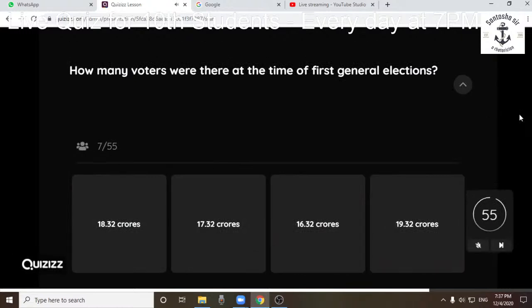How many voters were there at the time of the first general elections? This you could get in the textbook, I guess. How many voters were there at the time of the first general elections? You have 30 seconds more to answer this question.